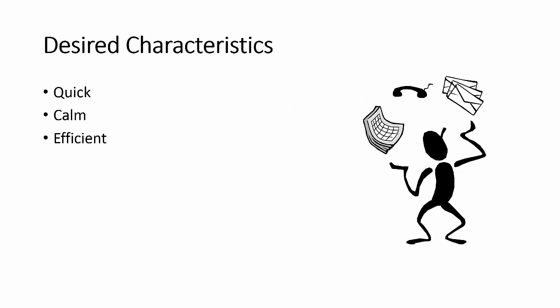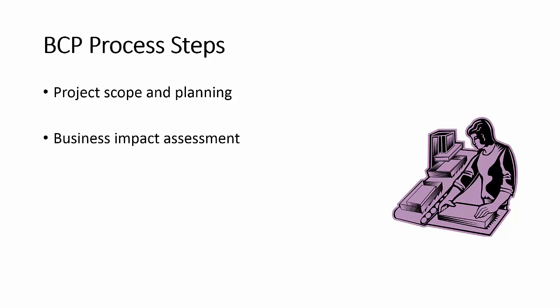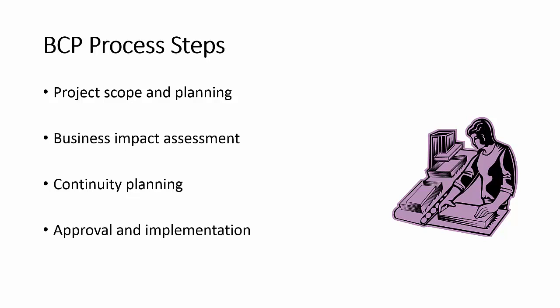The desired characteristic of business continuity planning is an attitude of being quick, calm, and efficient so that you can effectively deal with an emergency situation without panicking. Some important BCP process steps include project scope and planning, business impact assessment, continuity planning, and approval and implementation.